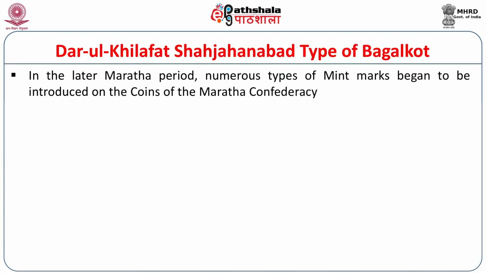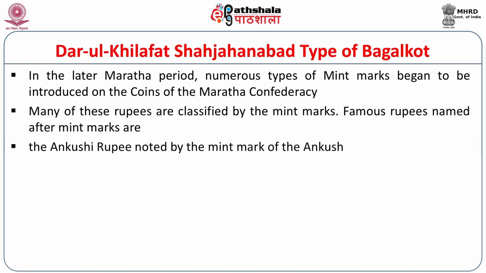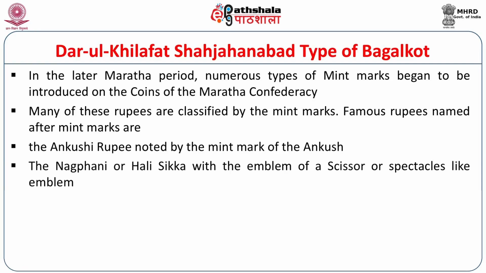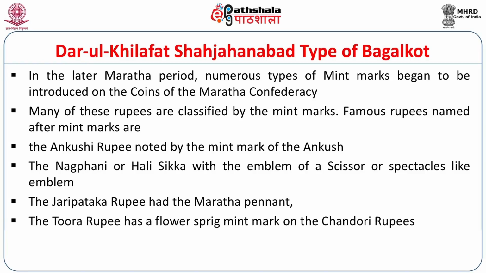In the later period, numerous mint marks came to dominate the coins of the Marathas. Since these were issued by various mints, many of these mints developed their own mint marks, which were basically symbols of the Maratha power, and they used various war symbols like the Ankush of Ganpati. The Ankush was used on many rupee coins from various mints, and these rupees have been classified by modern numismatists as Ankushi rupees. Then there is the Nagfani or the Hali Sikka rupee, which has a scissor or spectacle-like mark resembling a cobra. Then there is the Jari Pataka rupee with the Maratha pennant or flag. And there is the Tura rupee, which was issued from Chandor, which has a flower sprig as the mint mark, and a Farshi, with a Maratha battle axe mint mark, which classified these rupees.